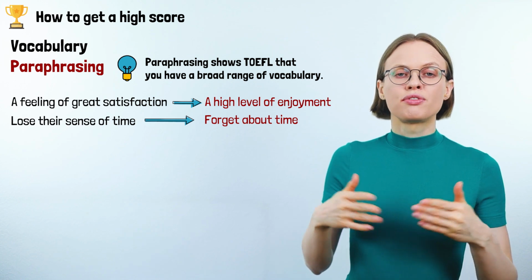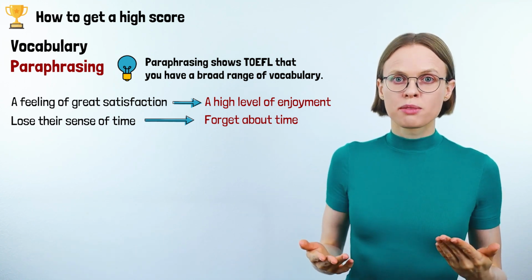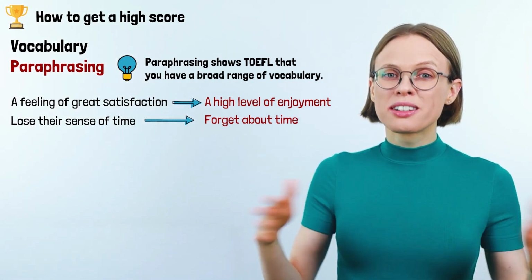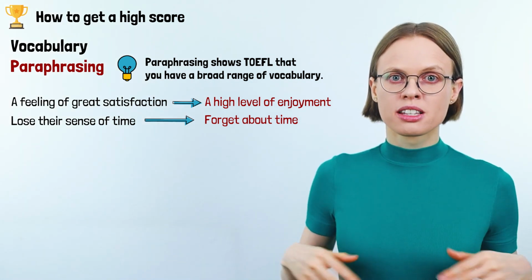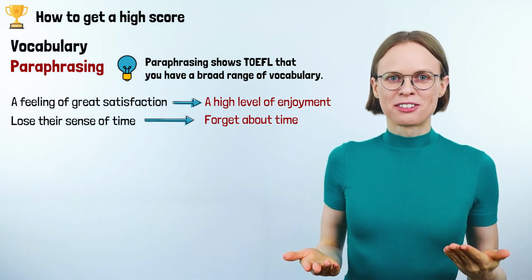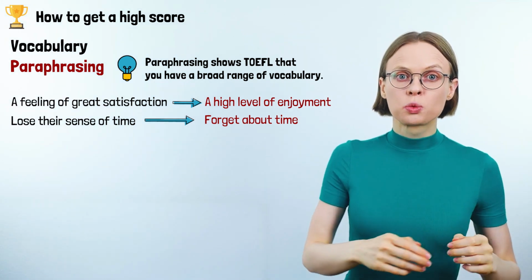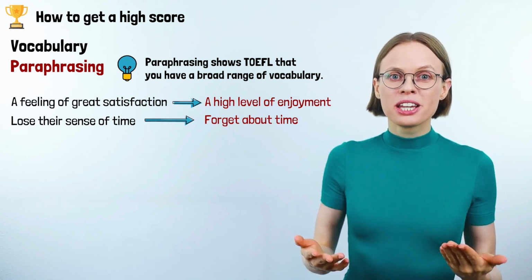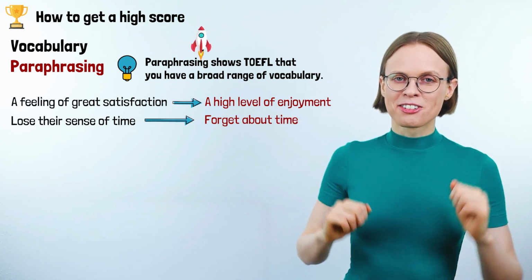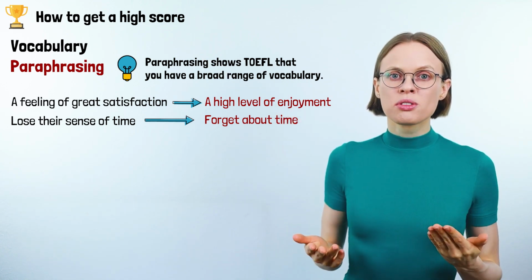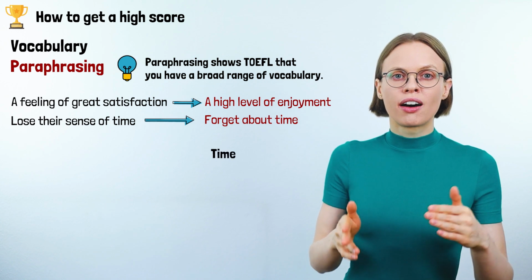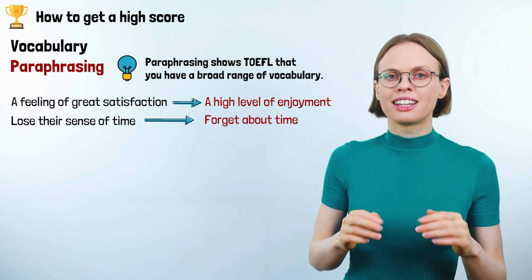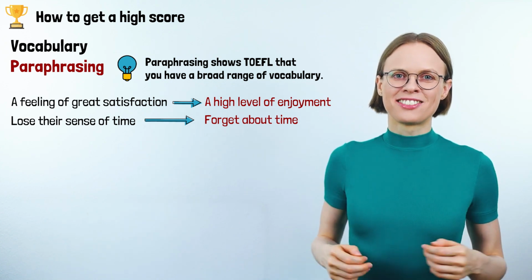These are just a few examples of how you can paraphrase in TOEFL speaking. Of course, you shouldn't paraphrase when it's not possible to do so. You must show TOEFL that you know which words can be paraphrased and which cannot, because this will get you a higher score. For instance, I used the words flow, time, and physics professor that were given in the article and in the lecture. That's totally fine.